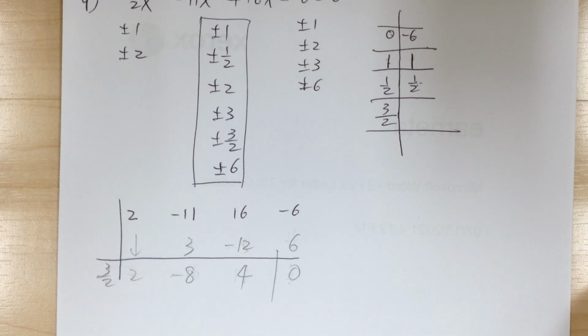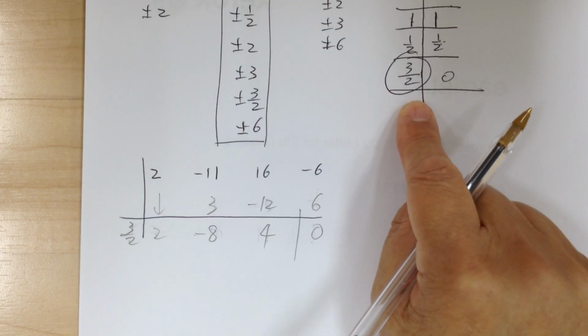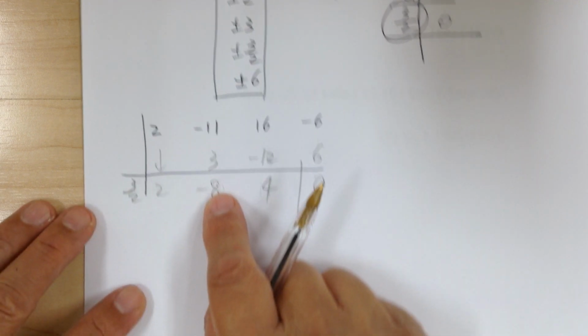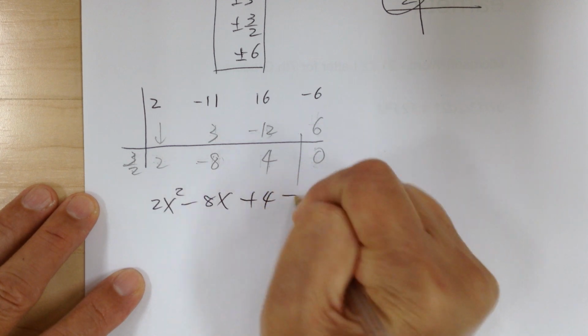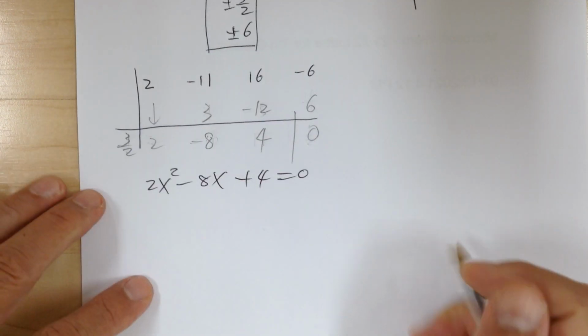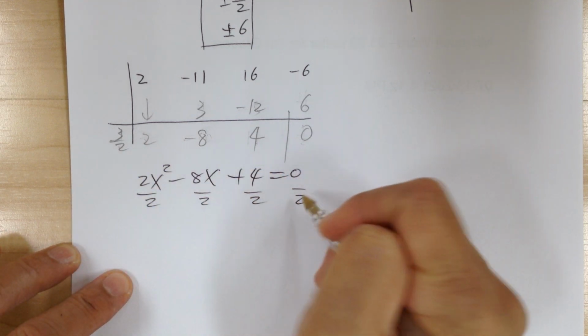Oh, okay, so this one gets 0. That's nice. So we found one answer. Now we can get the rest of the answers from here. So we're going to get 2x^2 minus ax plus 4 equal to 0. Then again, I'm going to divide everything by 2 to lower my numbers.